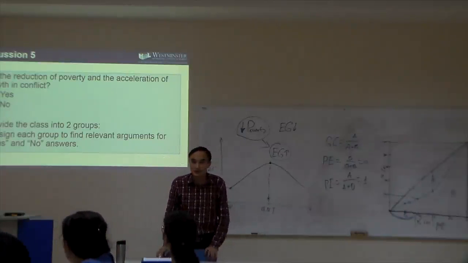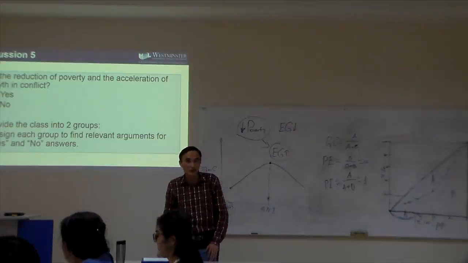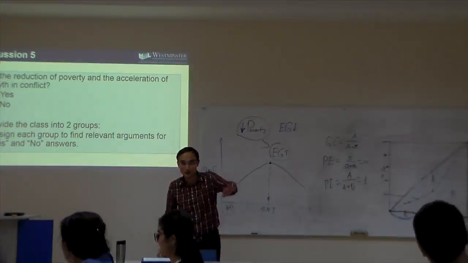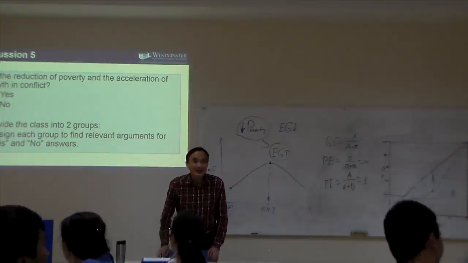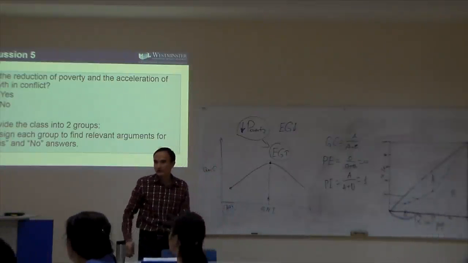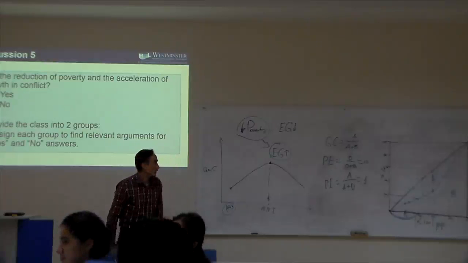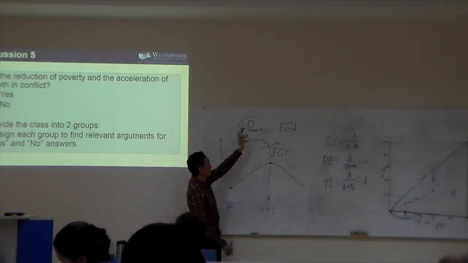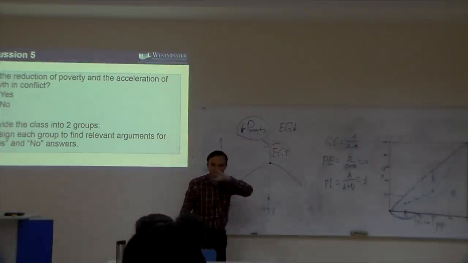Okay, I believe you finished the discussion. Very, very hot discussions were going on, especially in this group. All right. So, what's your argument? Group A, how is it possible that reducing poverty may increase economic growth?